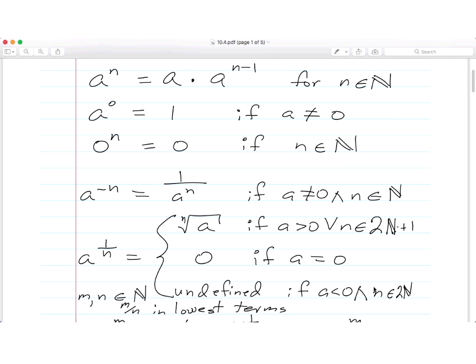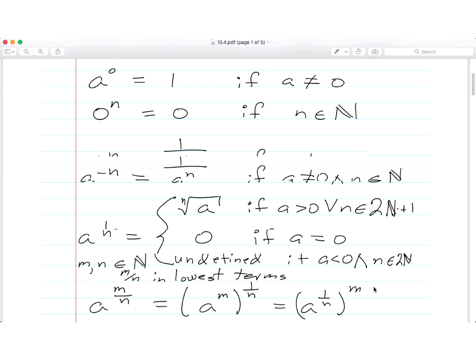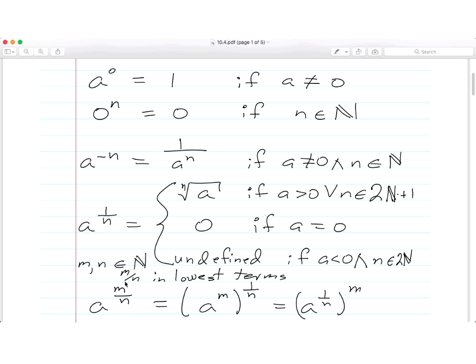Now, let's try to define a to some rational exponent. So let m over n be in lowest terms, where m is some integer and n is some natural number. Then let us define a to the power m over n as equal to a to the m, all to the power 1 over n. Or, if you like, let's define it as a to the 1 over n, all raised to the power m.